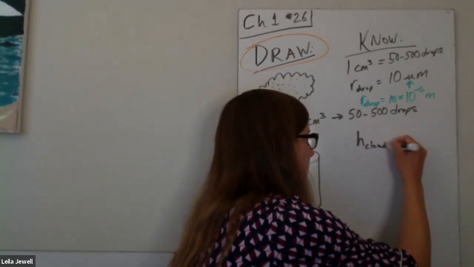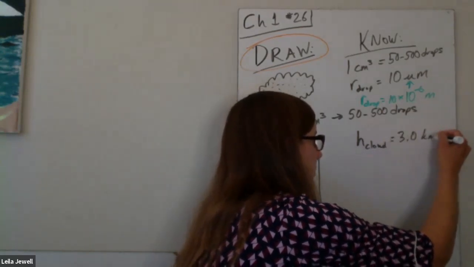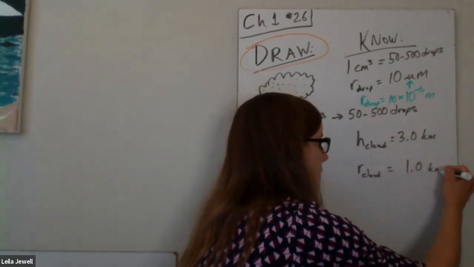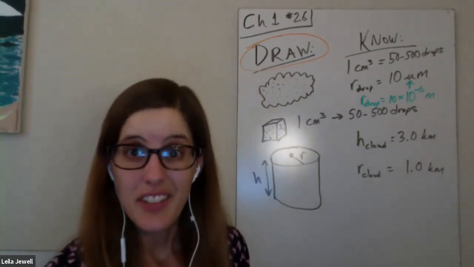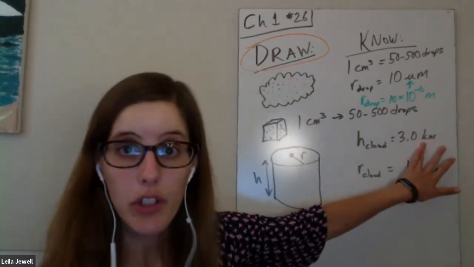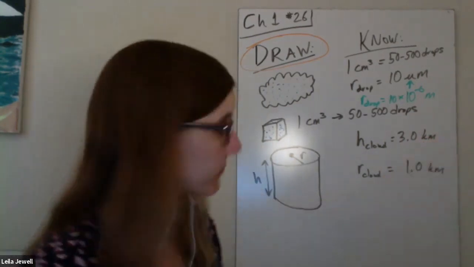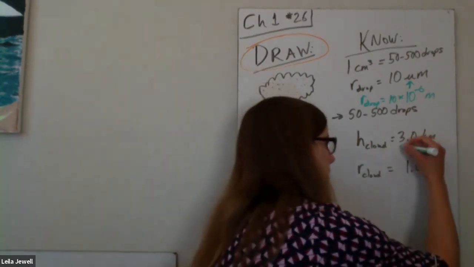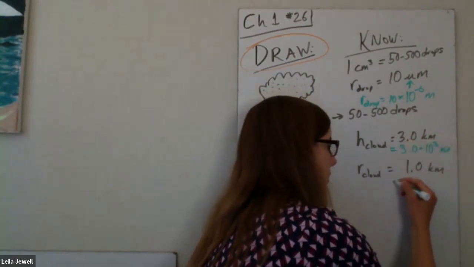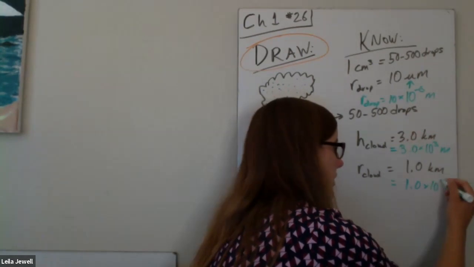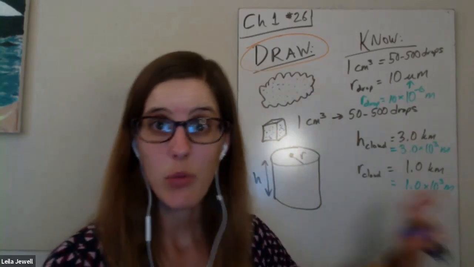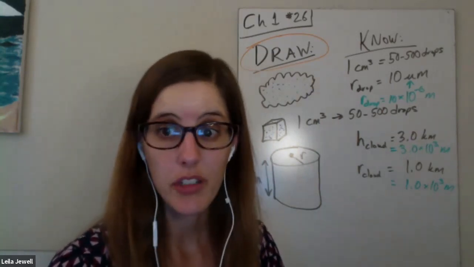So H cloud is 3.0 kilometers, R cloud is equal to 1.0 kilometers, right? And once again, this is kilometers, not an SI unit, but kilo is our prefix for 1,000 or 10 to the positive 3. So I could rewrite these as 3.0 times 10 to the 3 meters, or 1.0 times 10 to the 3 meters. And I like to convert to my SI base unit right from the get-go, so I don't have to worry about dealing with it later.